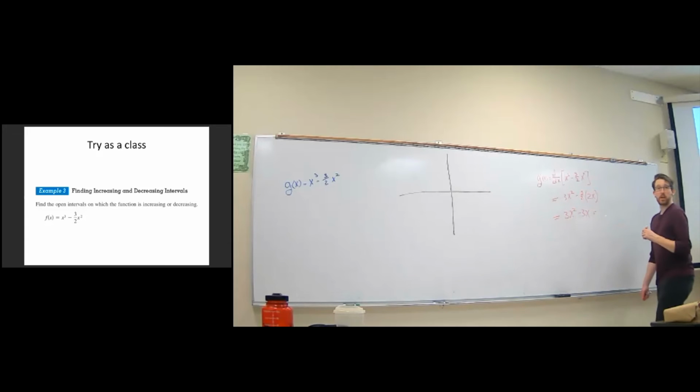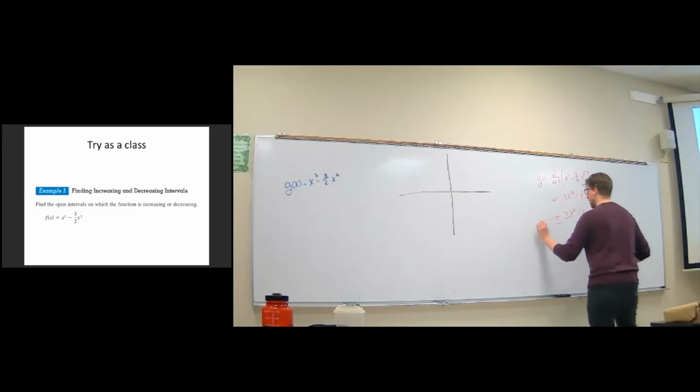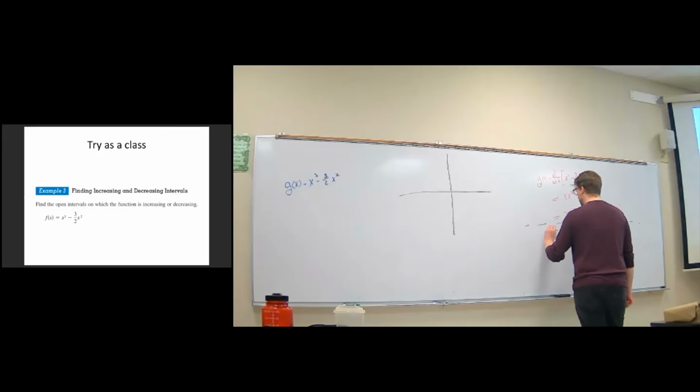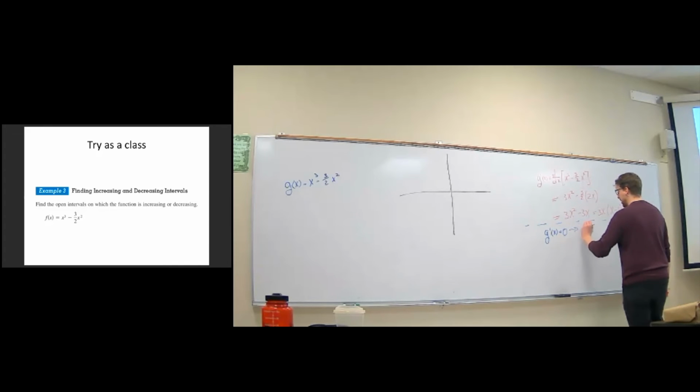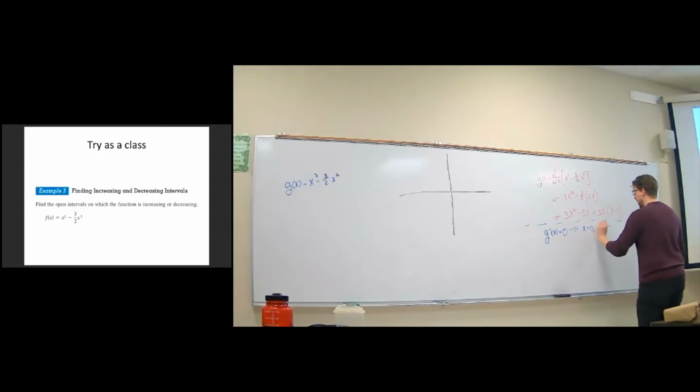We can factor out a 3x here, can't we? So let's go ahead and do that. 3x times (x minus 1). This thing is equal to 0 at 2 spots, right? When x is equal to 0 and when x is equal to 1. Yeah? So, g prime of x equal to 0 implies x is equal to 0, or x is equal to 1.